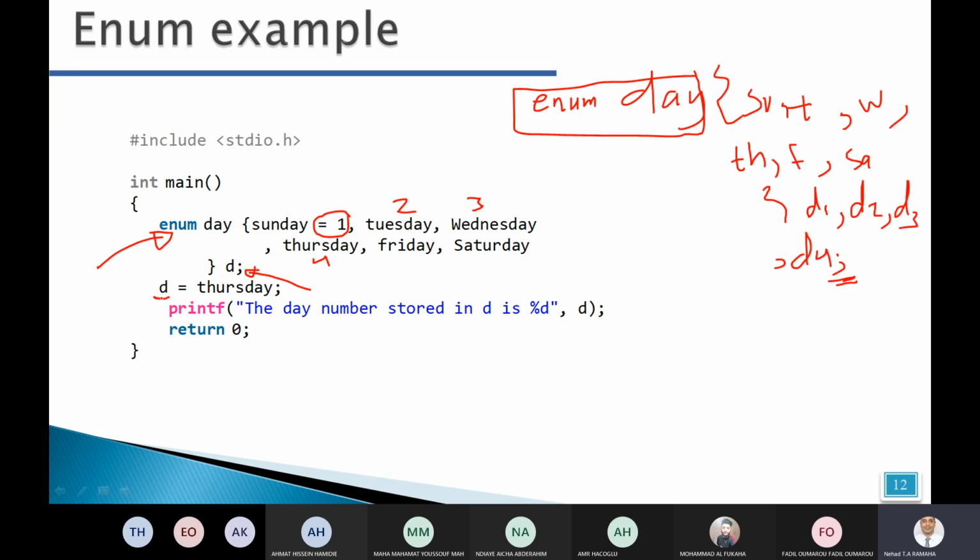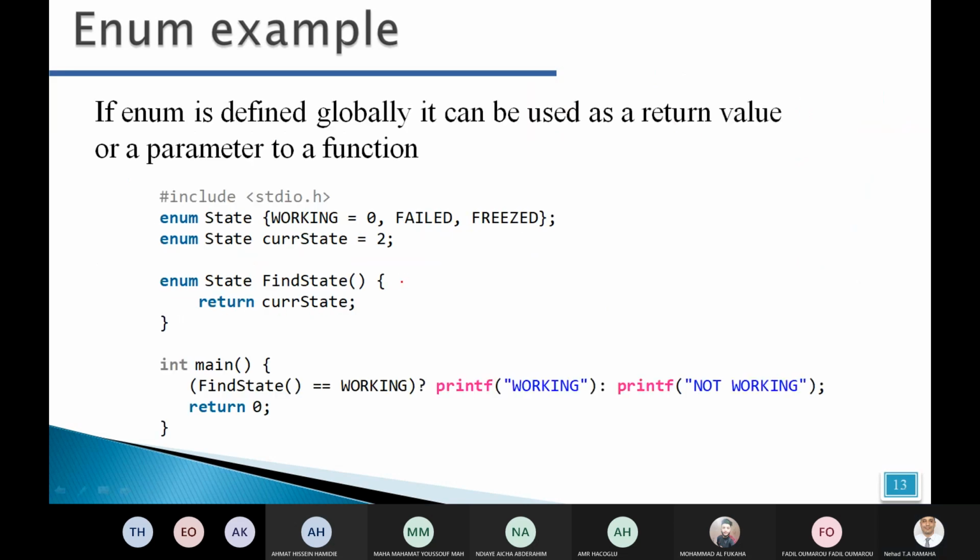So later I can use D and give it any value from inside the enum, like Thursday here or Friday or any value. So I have two ways to define variables from the enum: directly after the enum, or on a separate line. But if on a separate line, each time you define a variable, you have to use the keyword enum plus the name of the enum. For example, here, enum day.